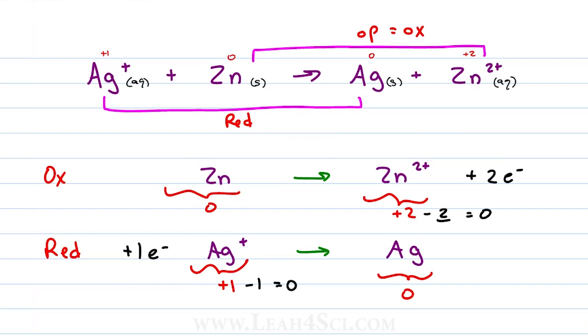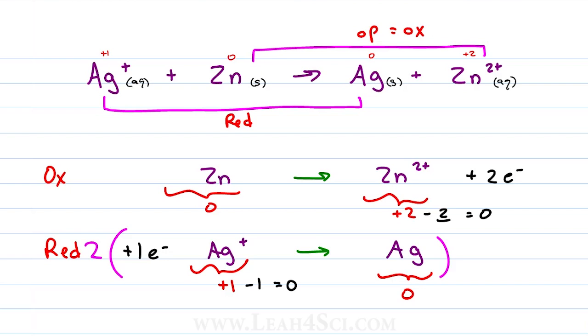So we have to make sure that the electrons in the oxidation half equal the reduction half by finding the least common multiple. In this case, if we have 2 electrons in the oxidation, we should have 2 in reduction. And to do that, we simply multiply the entire reduction half reaction by 2.